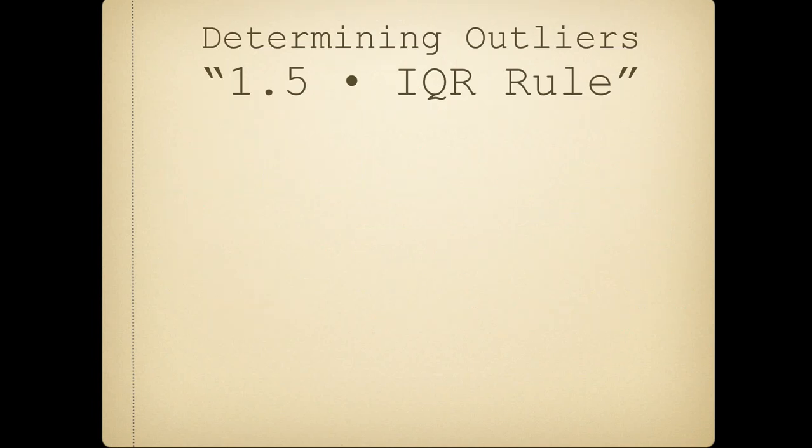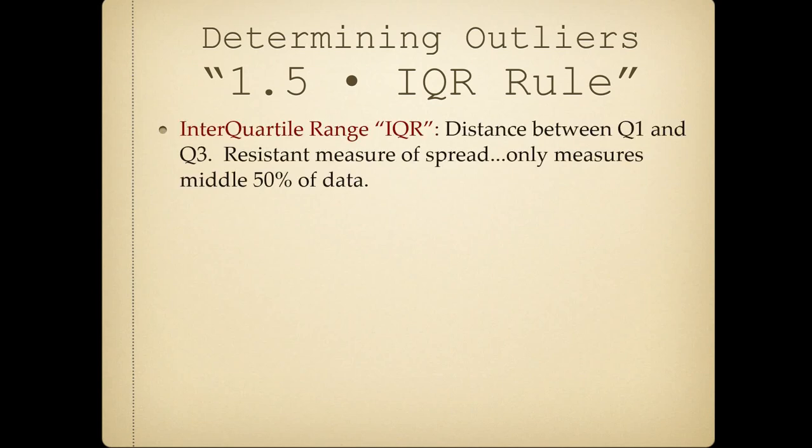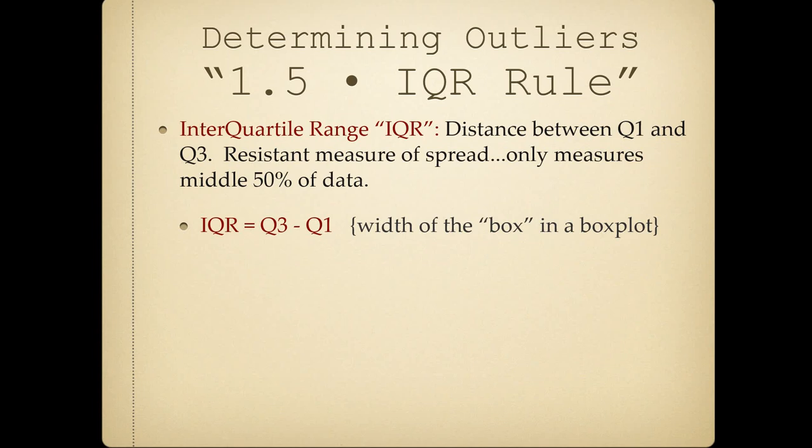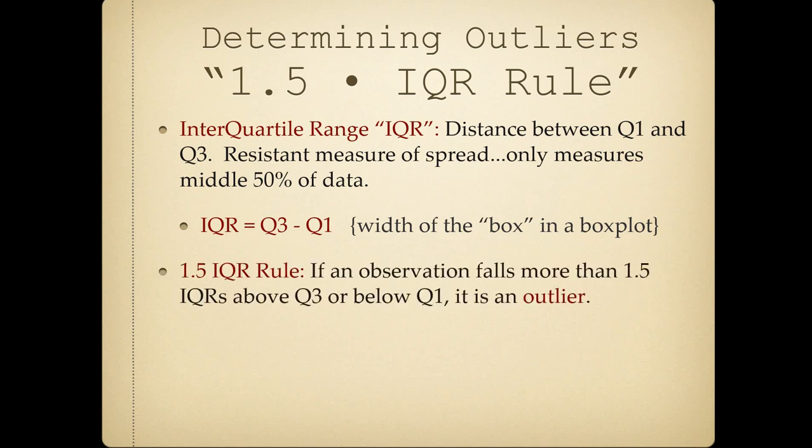So we want to do a rule to see if it actually is. It's called the 1.5 IQR rule. It's a very creative name for it, because we take the IQR and multiply it by 1.5. All right, so the IQR is 50% of the data, just Q3 minus Q1, and then I take that, multiply it by 1.5, and I'm going to do Q1 minus 1.5 IQR and Q3 plus 1.5 IQR. These are like my fences, and any data points that fall outside of that, we can say they are outliers.